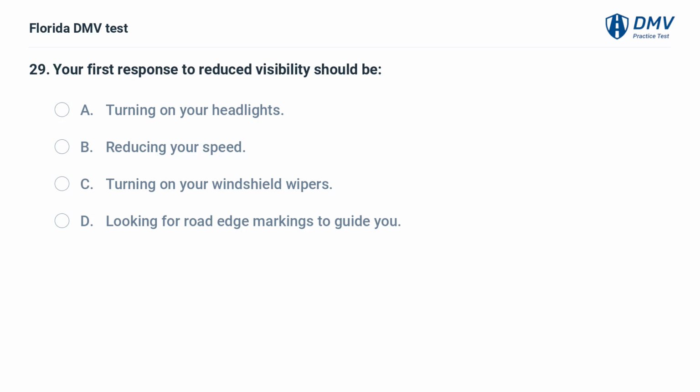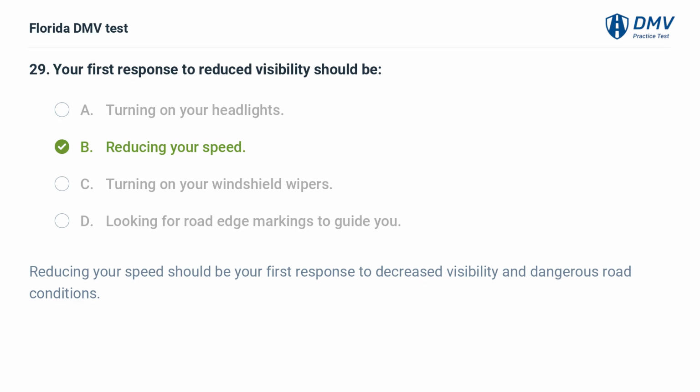Your first response to reduced visibility should be A. Turning on your headlights. B. Reducing your speed. C. Turning on your windshield wipers. D. Looking for road edge markings to guide you.